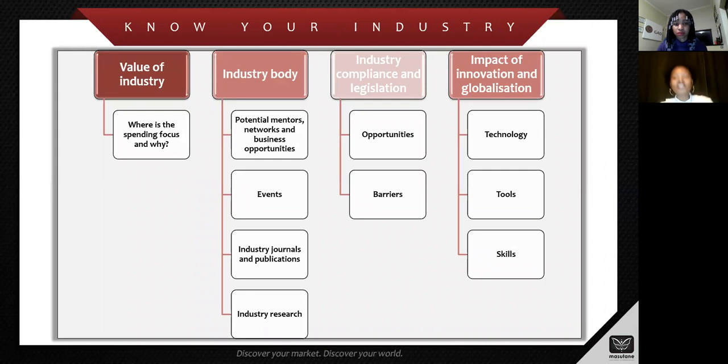Okay, so this is cheat sheet number 1, and I call this the low-hanging fruit because this is something that you can literally go and do tomorrow. And this is about understanding your industry.